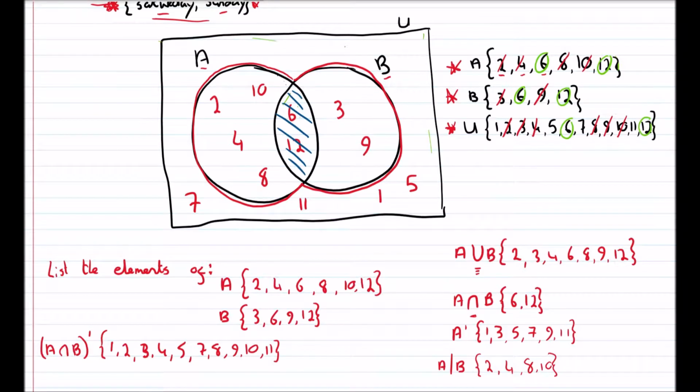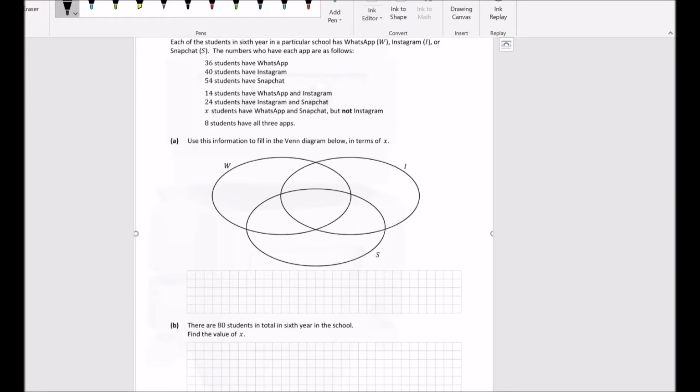So that's that. Right, so here's a higher level question. So anyone doing higher level, concentrate on this. You might be getting something of it in your exam. It says each of the students in 6th year in a particular school has WhatsApp, Instagram or Snapchat. The numbers who have each app is as follows. 36 students have WhatsApp, 40 students have Instagram, 54 have Snapchat, 14 have WhatsApp and Instagram, 24 have Instagram and Snapchat. X students have WhatsApp and Snapchat but not Instagram, and 8 students have all 3 apps. Fill in the Venn diagram below.